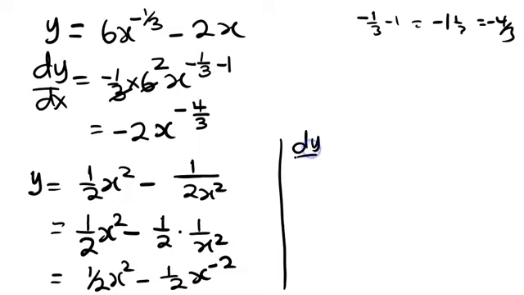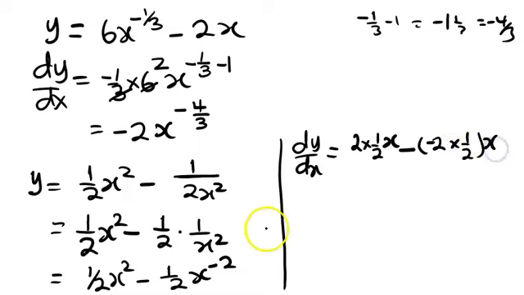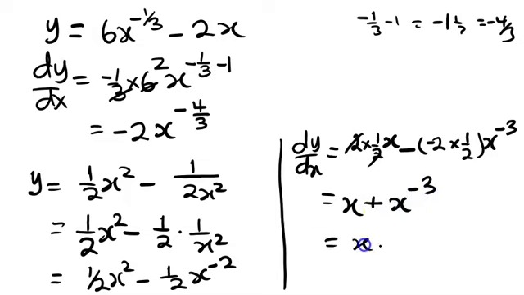So dy/dx then becomes 2 times 1/2, and then you reduce it by 1, minus 2 times 1/2 x. Now when you reduce it by 1, you are going to get minus 3. So these two will cancel. So you have x minus minus, that one will be plus, x to the power minus 3, which is x plus 1/x cubed.